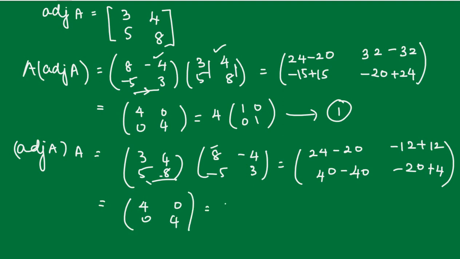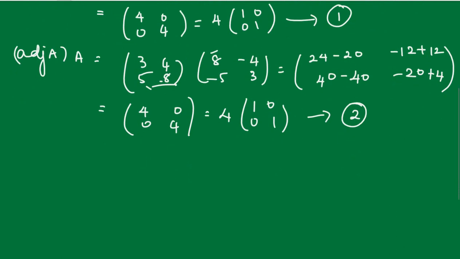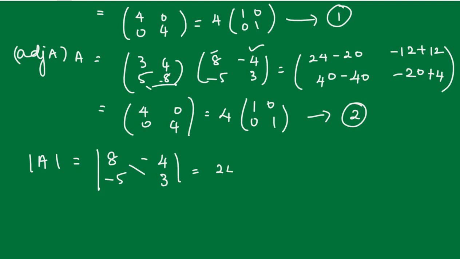Again this is equal to 4 into the unit matrix 1 0 0 1. Let us have it as equation number 2. We find now what is the determinant of A. So the determinant of A, this is the A matrix, 8 minus 4 minus 5 3, which is equal to 24 minus of minus 5 into minus 4 is 20, which is equal to 4.